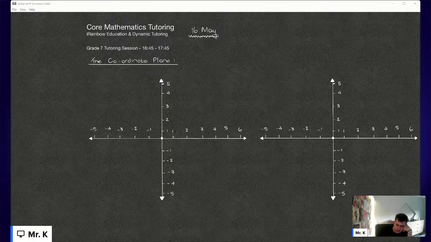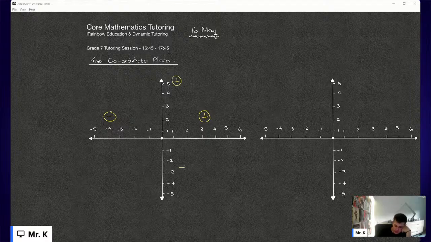Please pay careful attention. The numbers on the right are positive, on the left are negative. Moving upward are positive, and moving downward are negative. Do not draw those signs in. Just make sure you see where the positive numbers are and where the negative numbers are.